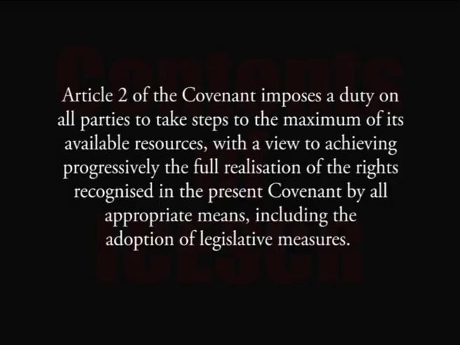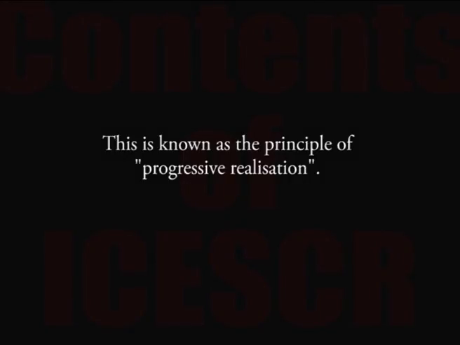Now about the principle of progressive realization. Article 2 of the Covenant imposes a duty on all parties to take steps to the maximum of its available resources with a view to achieving progressively the full realization of the rights recognized in the present covenant by all appropriate means, including the adoption of legislative measures. This is known as the principle of progressive realization.